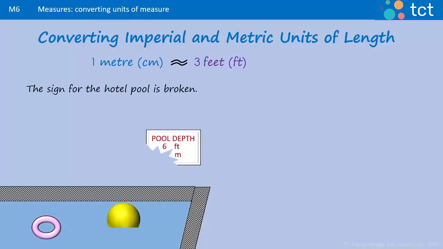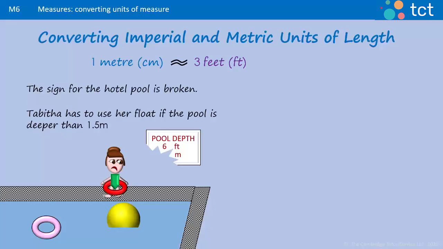The sign for the hotel pool is broken. Tabitha has to use her float if the pool is deeper than 1.5 metres. Can you help her convert 6 feet to metres? Pause the video, have a go.